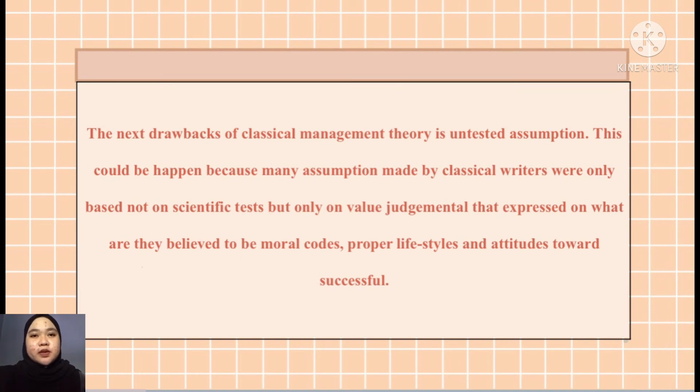The next drawback of classical management theory is untested assumptions. This could happen because many assumptions made by classical writers were based not on scientific tests, but only on value judgments that express what they believed to be moral codes, proper lifestyles, and attitudes towards success.